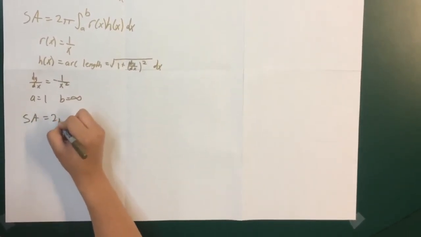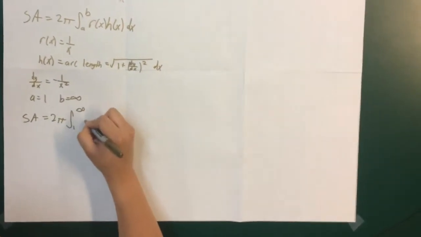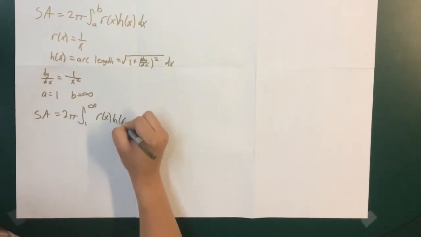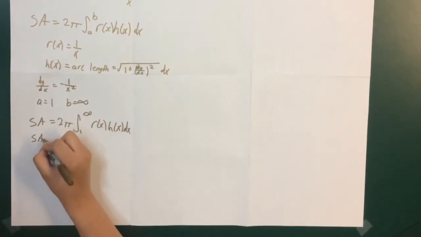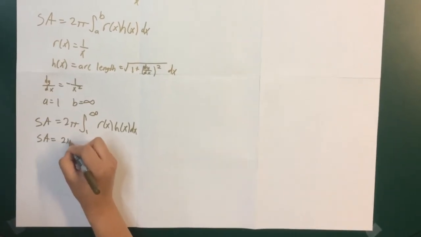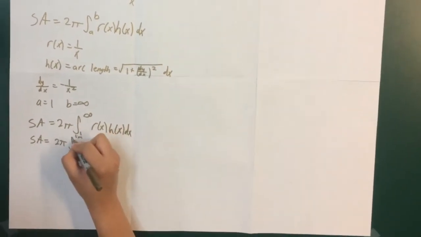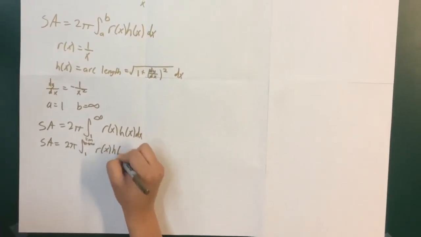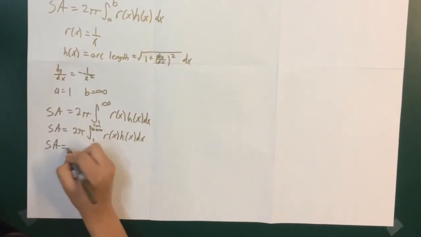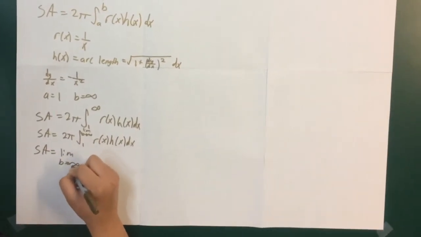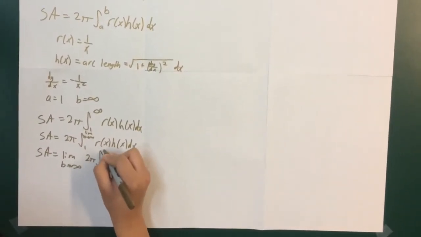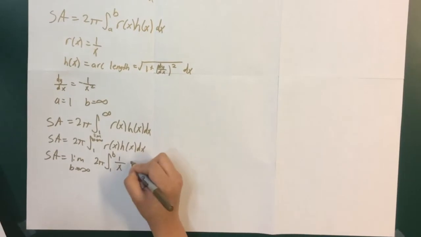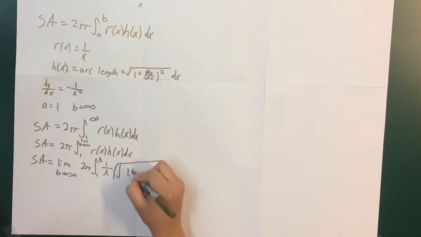So our surface area would be 2 pi integral 1 to infinity of r(x) h(x) dx. As this is an improper integral of type 1, we can rewrite it as 2 pi times the limit as b approaches infinity of the integral from 1 to b of r(x) h(x) dx. To make our lives even easier, we can then further rewrite it as the limit as b approaches infinity of 2 pi integral 1 to b of 1 over x times radical 1 plus negative 1 over x squared dx.